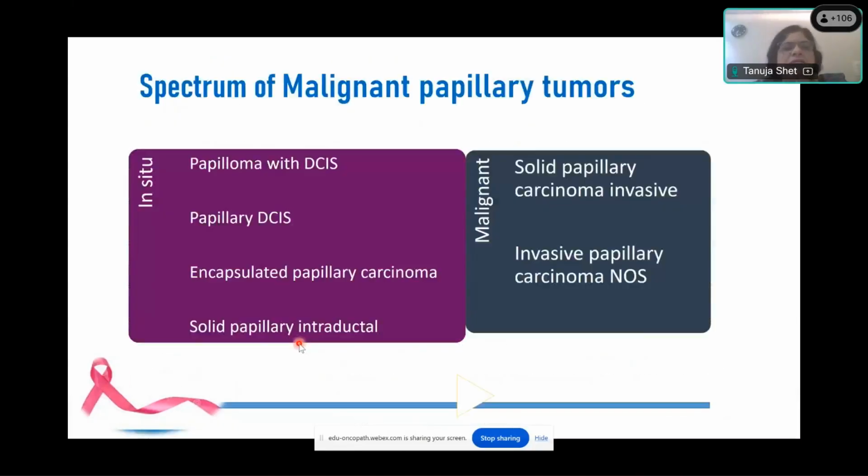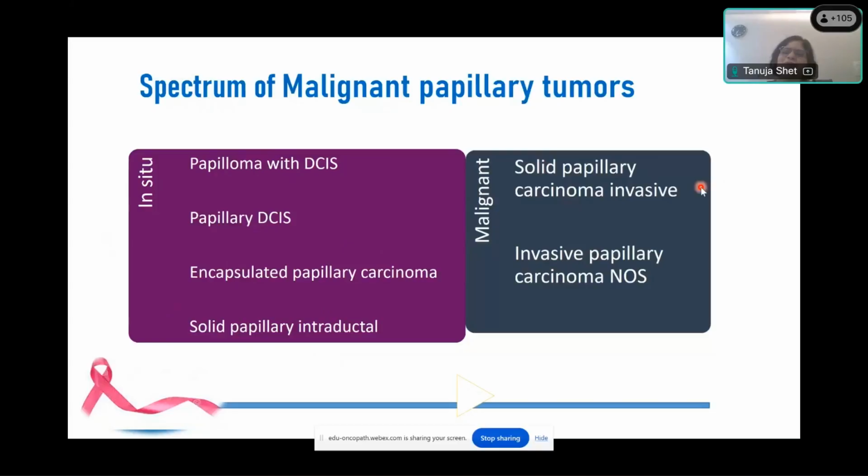So there is the spectrum of malignant papillary lesions. Since I'm talking about malignant, you have the in situ and the invasive ones. Now papillary tumors are beautiful because by and large, they have better prognosis, so these I'm not going to discuss. The two papillary lesions that are called in situ carcinomas in spite of not having myoepithelial cells are encapsulated papillary and solid papillary, intraductal type, and we'll look at them. In solid papillary, there's an intraductal variant and an invasive one.